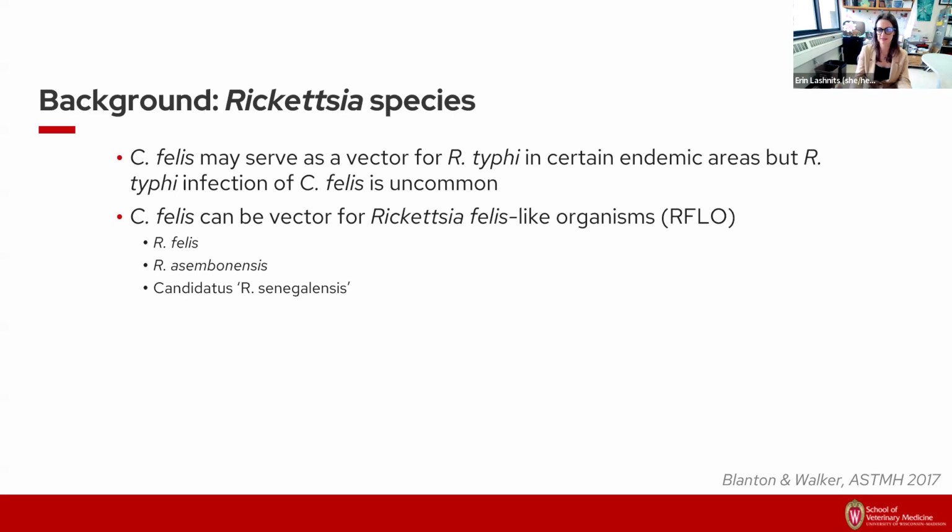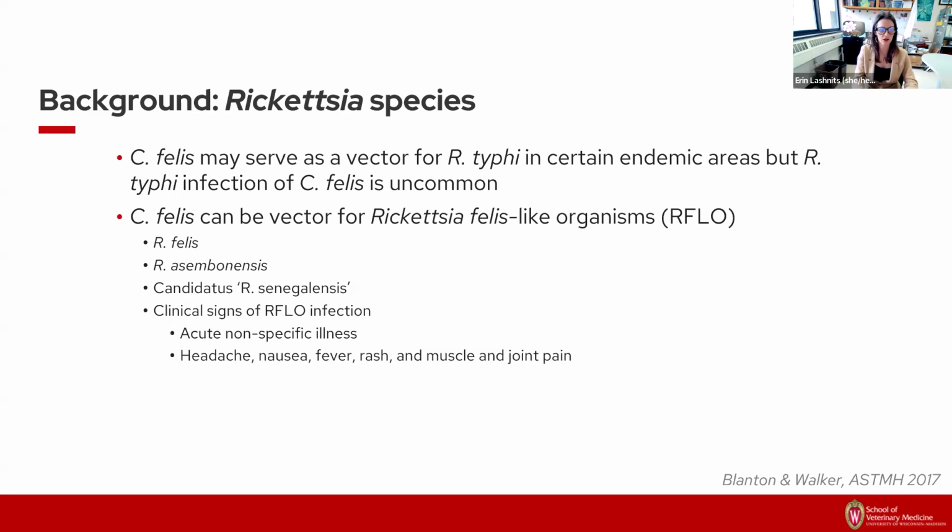Mainly, these are the Rickettsia felis-like organisms. They're called Rickettsia felis-like because of Rickettsia felis, which is kind of the prototypical one that infects cat fleas. But then there's also a Rickettsia called Rickettsia asembonensis, and another one that's a candidate species, Rickettsia senegalensis. And those are the ones that are more typically found in cat fleas.